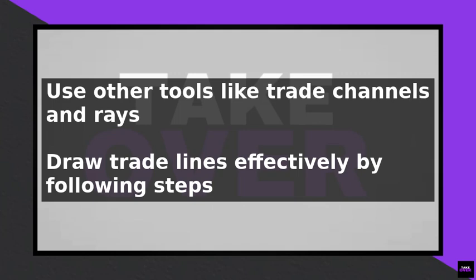You can draw trend lines according to the stock charts and also use other tools, such as trade channels, rays, or extended lines, to further analyze price movements. By following these steps, you can effectively draw trade lines on Robinhood.